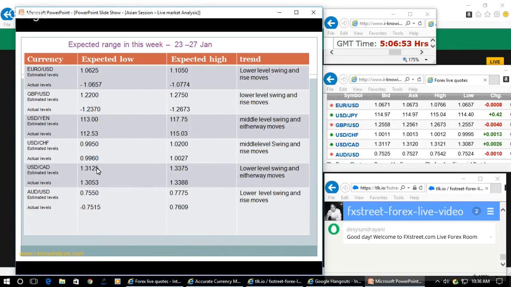And in the case of Canadian dollar, it was trading around 1.33 and from there they came down to 1.3053 and then started gaining the levels in line with the expectations. And in the case of Australian dollar, they came down to 0.7515, the estimated low was 0.7550, and then started gaining, and again they come closer to the low.